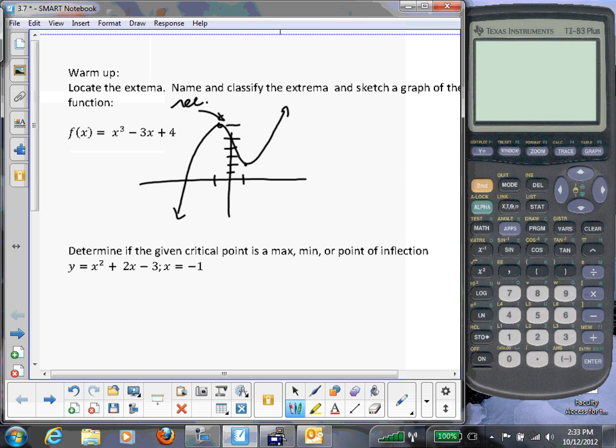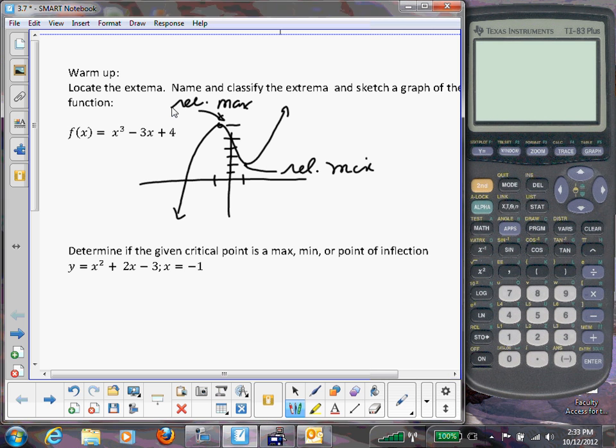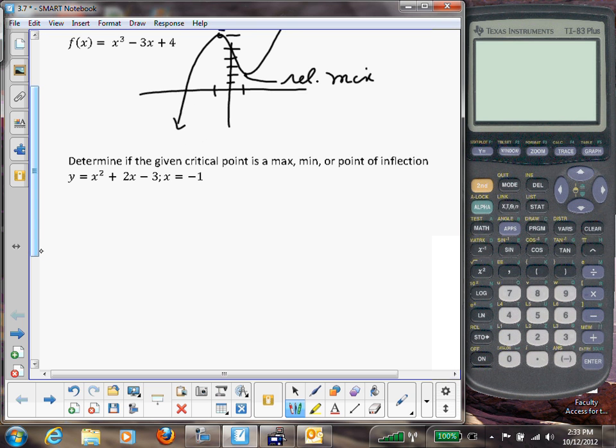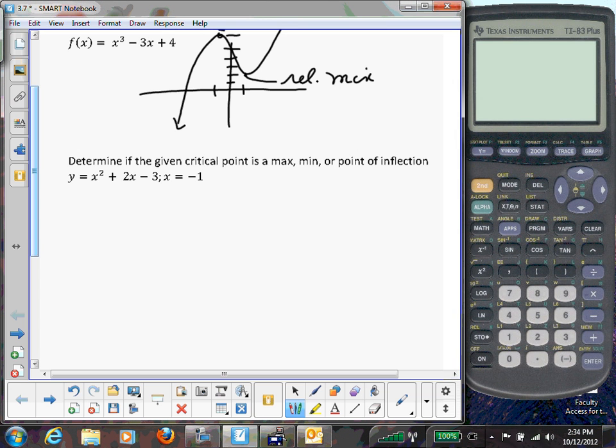the relative max, just like this one is the relative minimum. Okay. Determine if the given critical point is a max, min, or a point of inflection. What is the shape of this one? It's a parabola, right? It's a quadratic. All right, so we'll either have a maximum or a minimum.